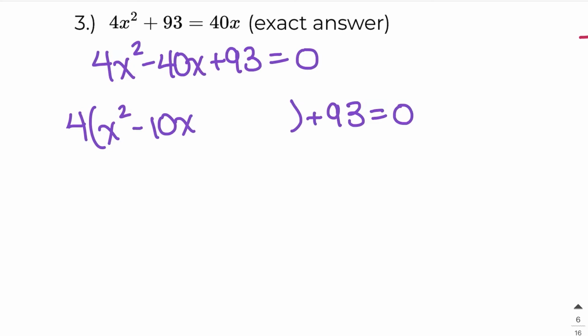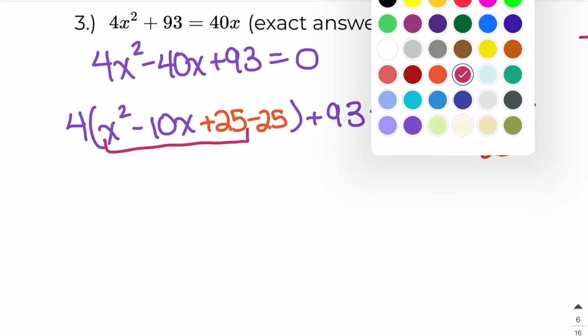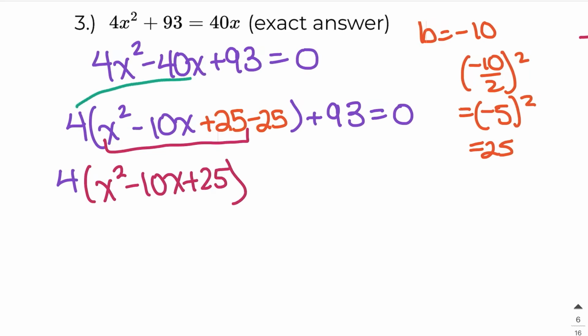Now to complete the square, I figure out the b value, which is negative 10. Divide that by 2 and then square that. So I end up getting negative 5 squared, which is 25. So I can add 25 and subtract 25 to balance it out. This is my perfect square trinomial. So I'm going to copy down the 4. Then I'm going to copy down this x squared minus 10x plus 25. Then I'm going to get rid of this 4 times negative 25, which is negative 100. And then I'm going to copy down the plus 93, and I'm going to say that that's equal to 0.